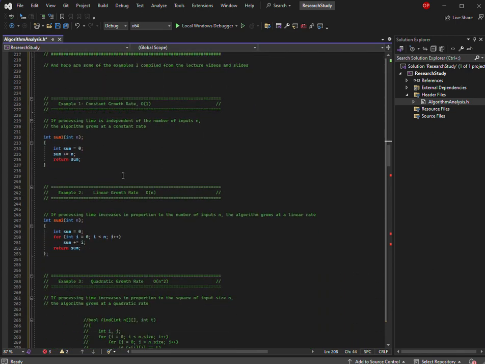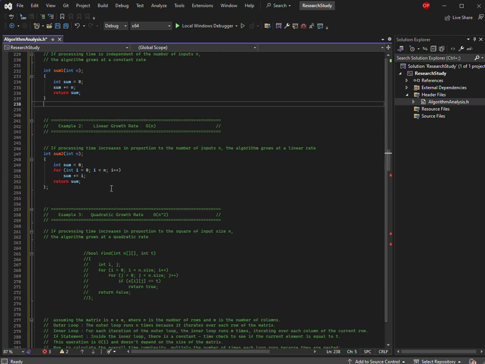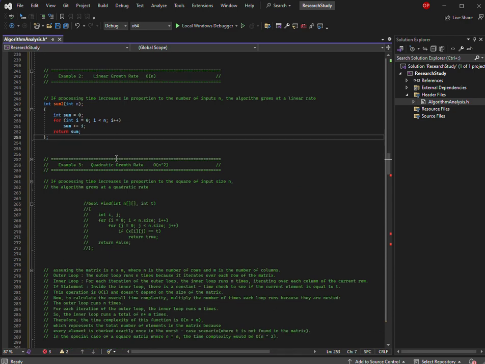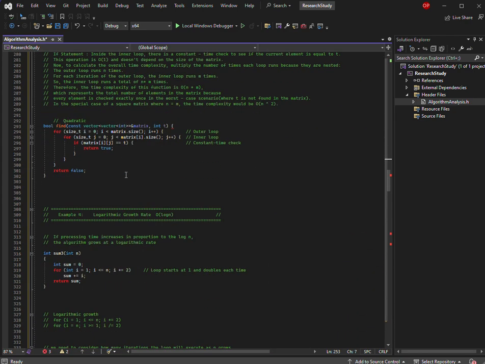So here are some lecture examples. Again, this is a constant one. It doesn't really depend on the input size, the operation. And here is a linear growth rate because there's a loop that runs from 0 to n, so it grows. The processing time is going to increase as the input size n increases, in proportion to the number of inputs n. This is a linear growth.